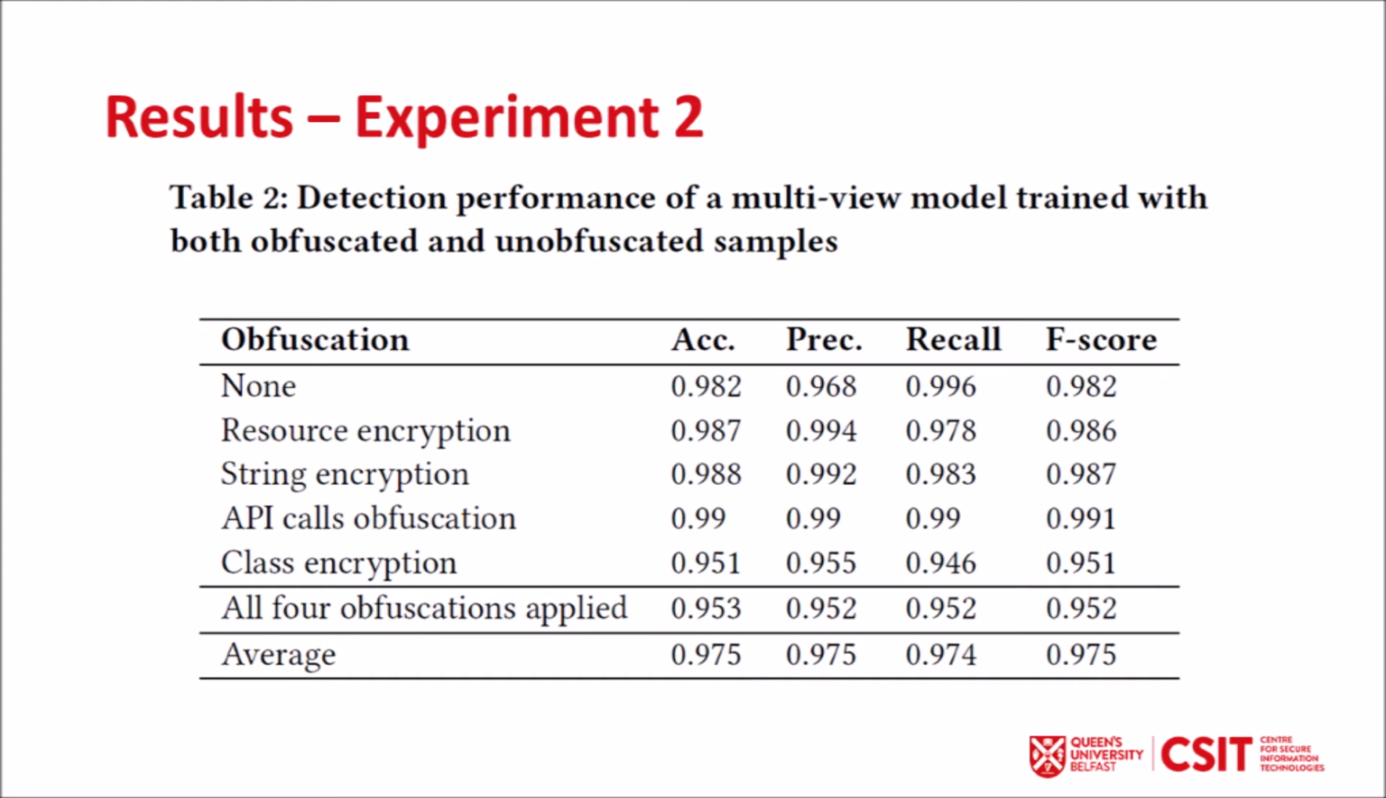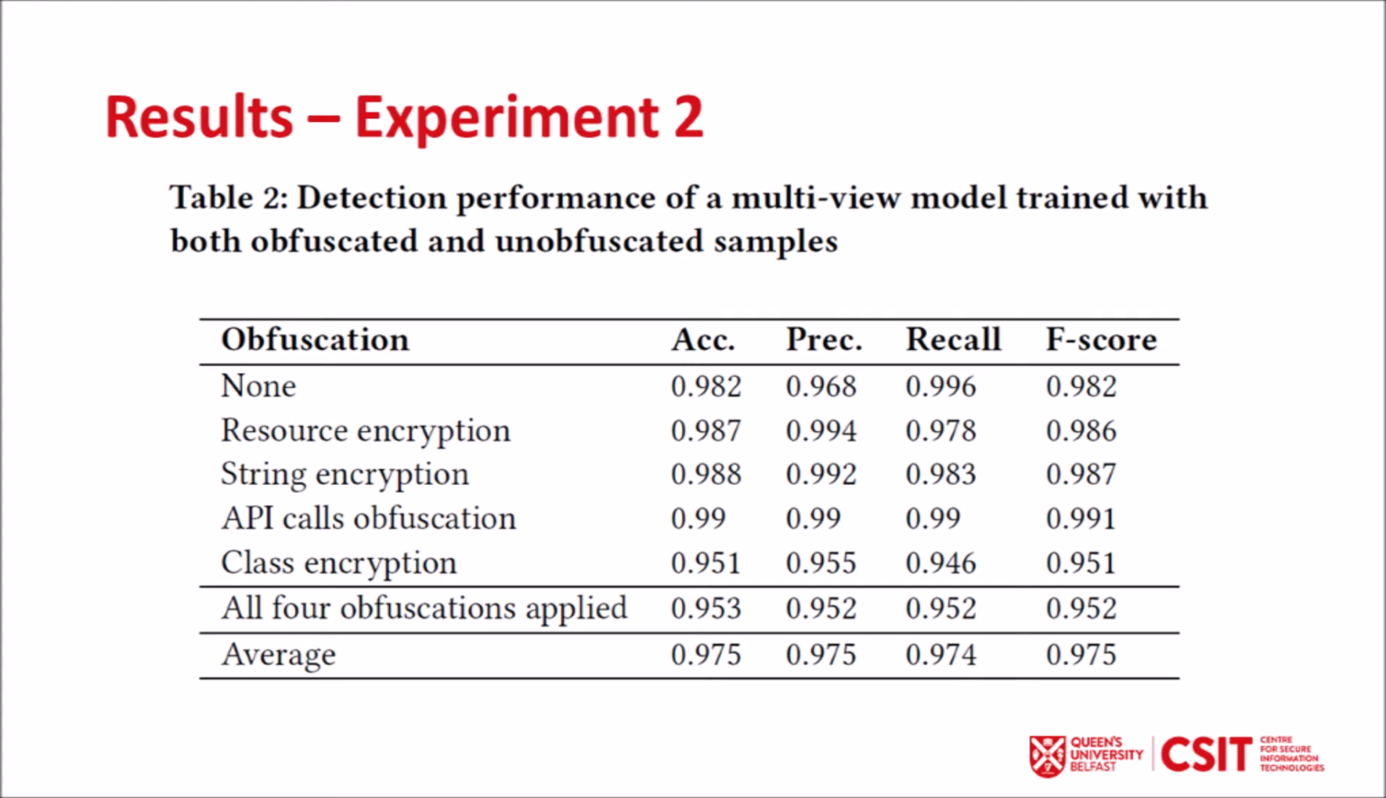Next, the single view model is extended to multi-view with opcodes, permissions, and APIs as input. Obfuscated apps are introduced into training too, so we are training with both obfuscated and unobfuscated apps. And using the unobfuscated benign apps is key. If there were only obfuscated malware apps, then good results could be obtained by classifying any obfuscated app as malware. And we use the same test sets as the previous experiment.